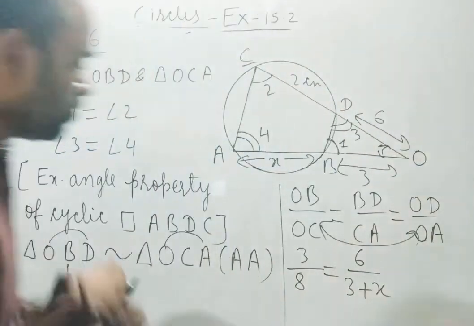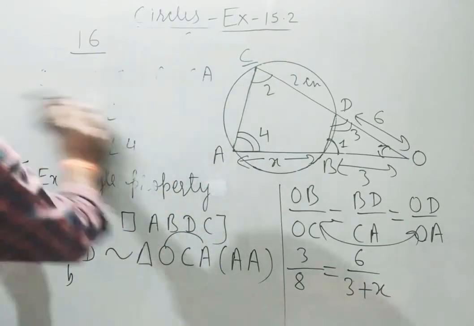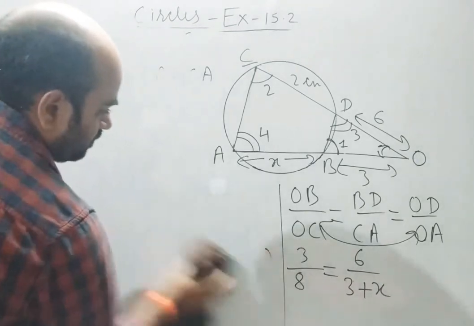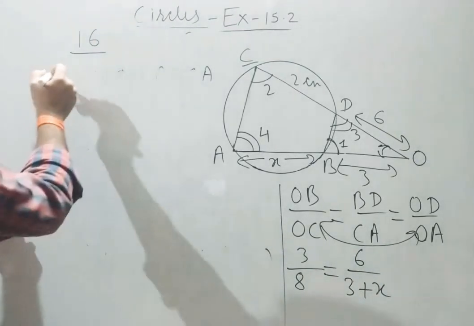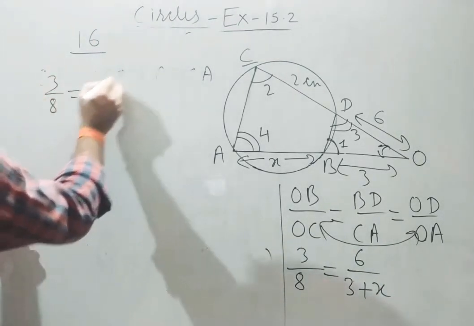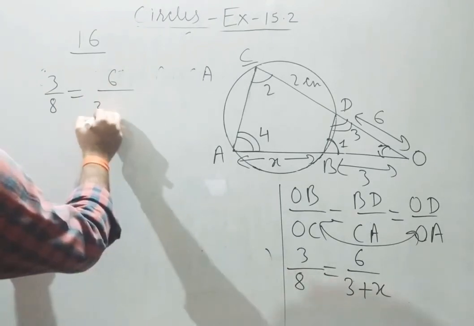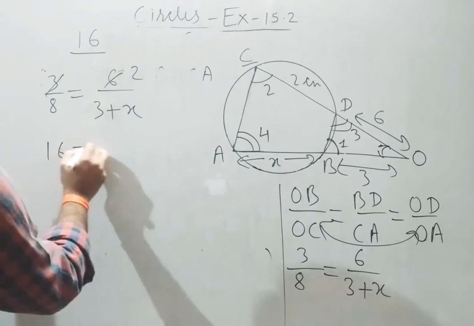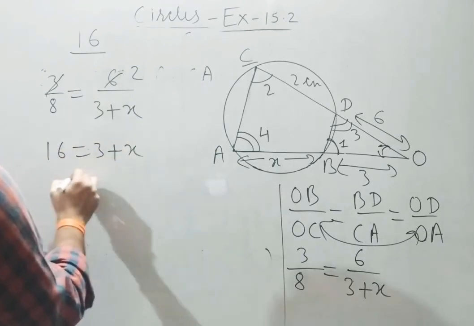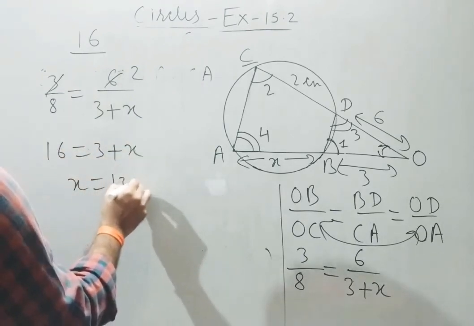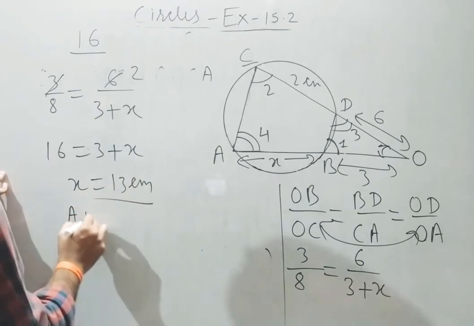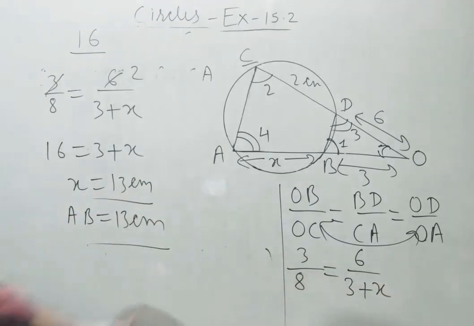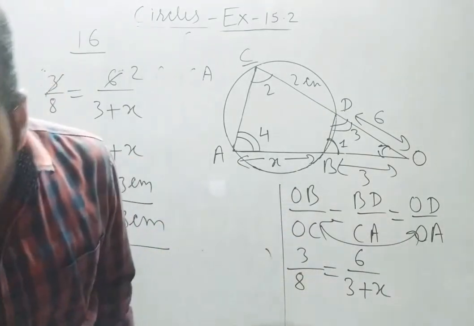So now we have to solve. So what is coming? See, 3 upon 8 is equal to 6 upon 3 plus X. You can solve. Simplify, it means 16 is equal to 3 plus X. X will be 13 centimeter and X is nothing but AB. Correct?